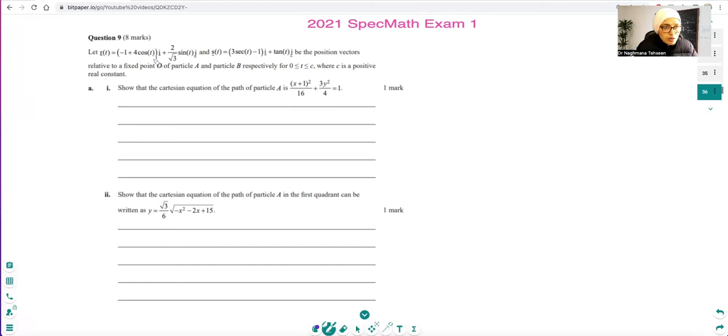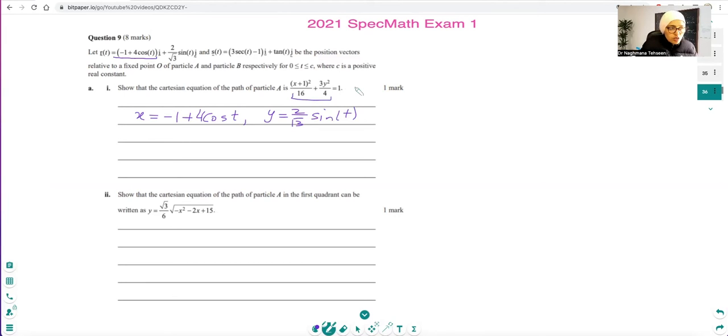The i component, which is x, is equal to -1 plus 4 cos t, and the y is 2 over root 3 sine of t. So what we need to come up with is something that looks like this. We need to show that the Cartesian equation of the particle is that, so that means we need to show that this is equal to 1, right?